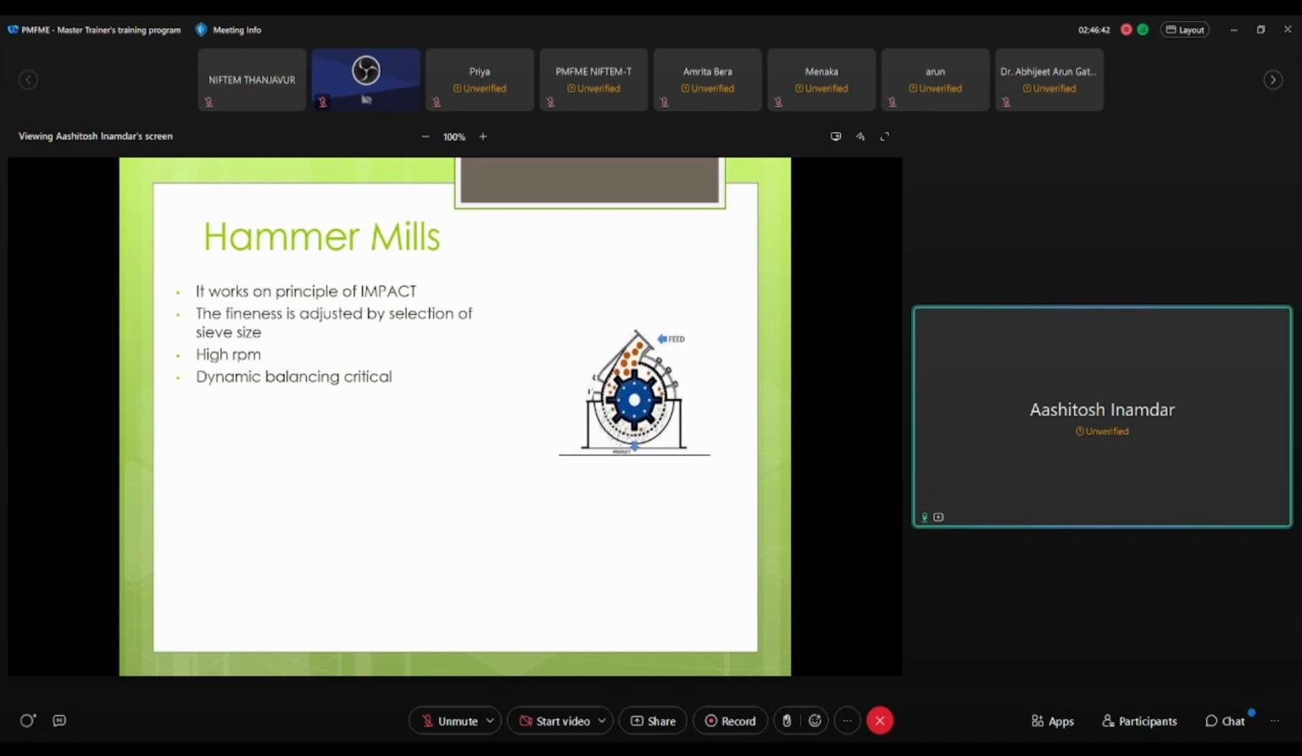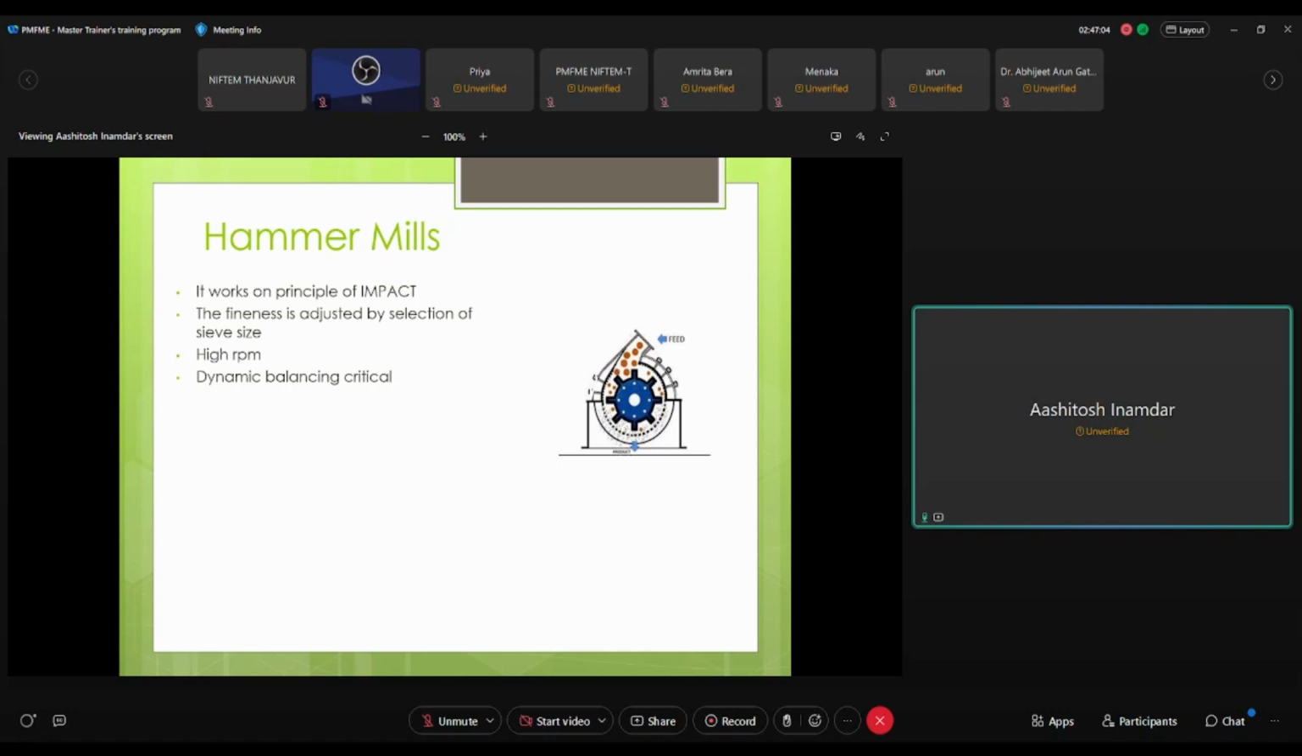One thing here: if anything like metals, nails and all comes in, what is going to happen? It is going to damage your screen. So it is always advisable to have a good strength or good capacity magnet above the hammer mills. Otherwise, the rotors, screen, everything is going to get damaged. So this is a very critical point.